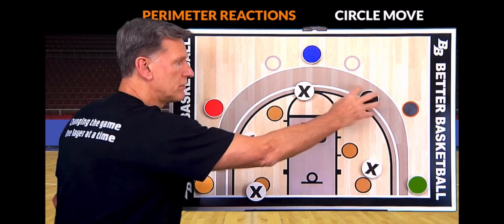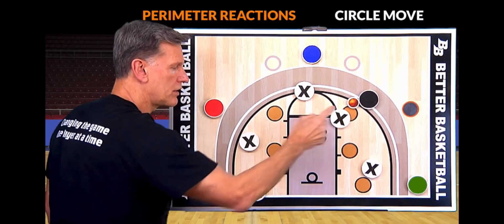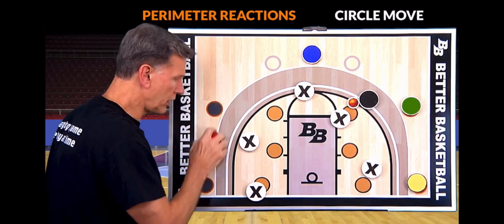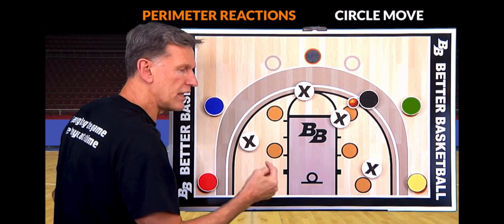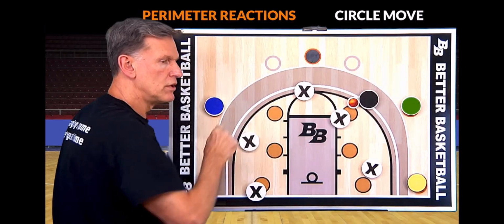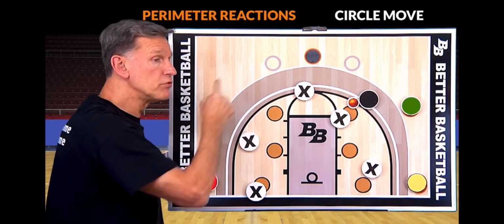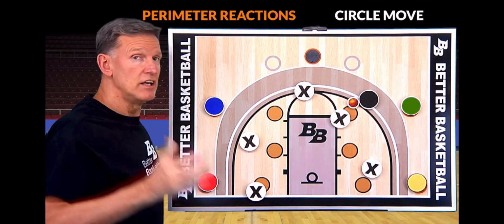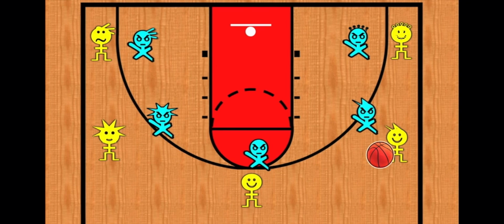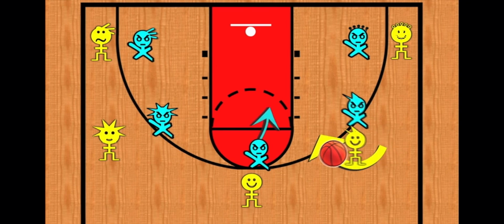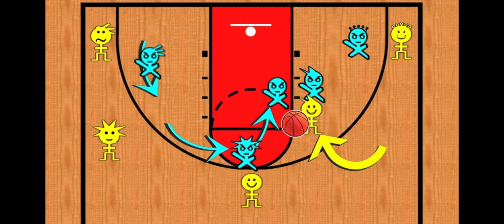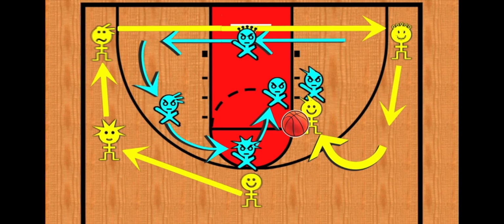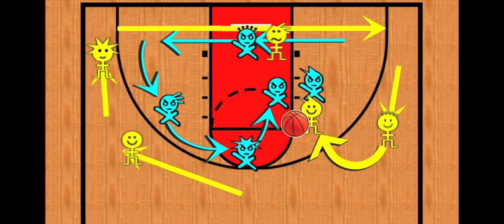But circle movement, with this player driving right, sends our offensive players in this direction. So if your offense is moving in the opposite direction that your defense naturally helps and rotates, the advantage is yours. Vice versa, if you drive left, then the defense helps and rotates in a right circular fashion. But the offense is moving in a left circular fashion.